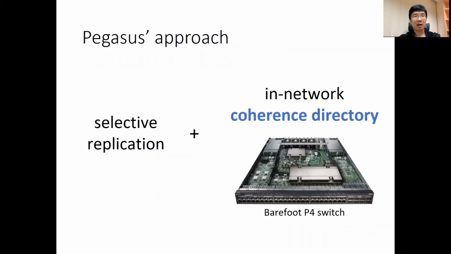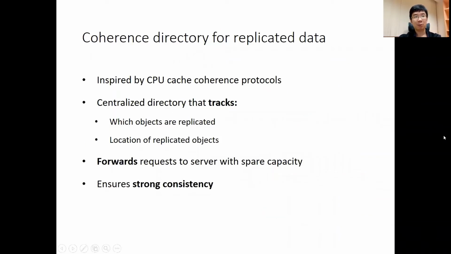In Pegasus, we address these challenges by augmenting the selective replication approach, that is, to replicate the most popular objects on multiple servers, with an in-network coherence directory that is implemented directly in the programmable top-of-rack switch. Our idea of using a coherence directory is inspired by CPU cache coherence protocols. It is a centralized directory that tracks which set of objects are currently replicated and the location of these objects. The directory processes all storage requests and forwards requests to the right server with spare processing capacity. And the directory ensures strong consistency among all the copies of the replicated objects.